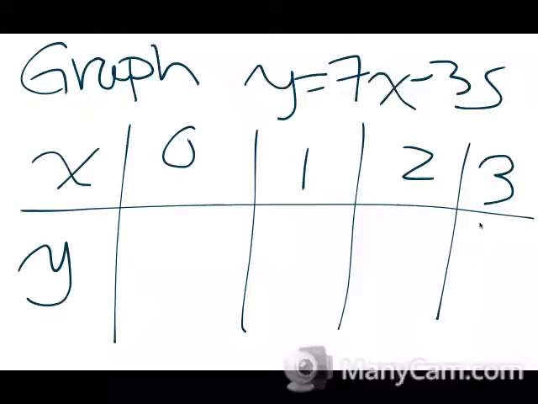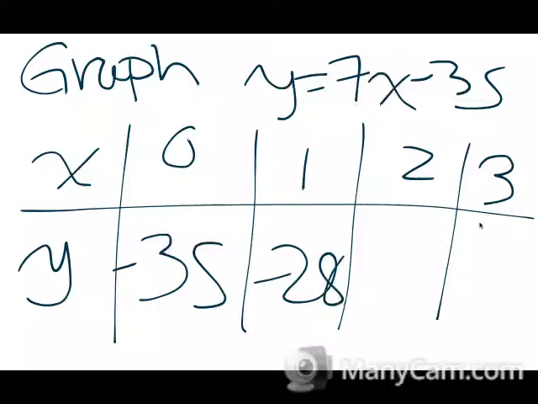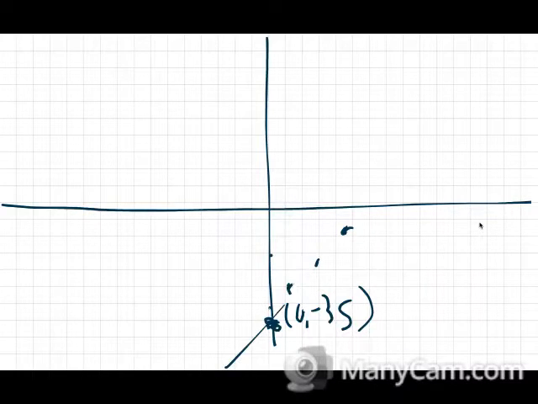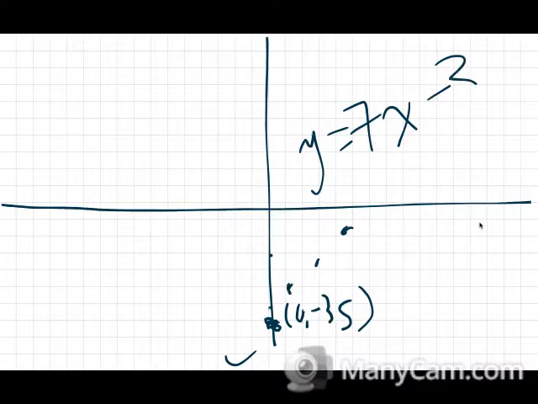If I choose random values for x, like 0, 1, 2, and 3, and plug them in for every x I see, for 0 it's negative 35. When I plug in 1, it's going to be negative 28. This one's going to be negative 21, and then negative 14. Therefore, when I graph, I'm going to plot those points: (0, negative 35), (1, negative 28), (2, negative 21), and (3, negative 14). I'm going to draw my line. This equals y equals 7x minus 35.